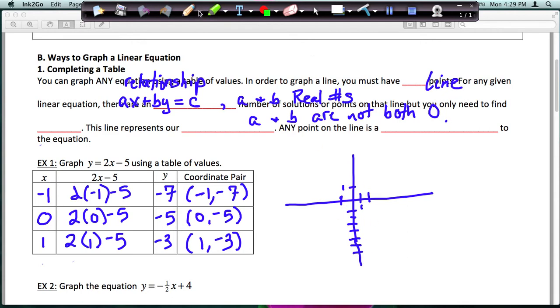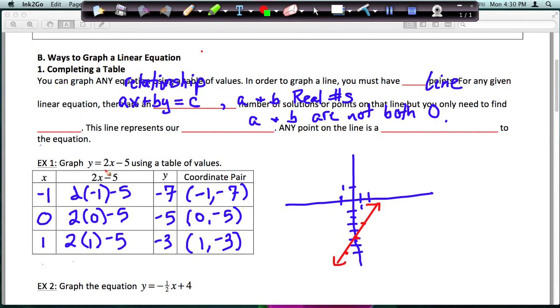So we're going to plot this, and mine's not going to be as neat as yours if you have grid paper. So I'm going to plot the point -1, -7, as best I can, 0, -5, and 1, -3. Okay, and then I'm going to draw a line through these 3 points, like this. I'm going to extend it. And then make sure you put arrows on the end of this line. So there is the graph of y equals 2x minus 5.